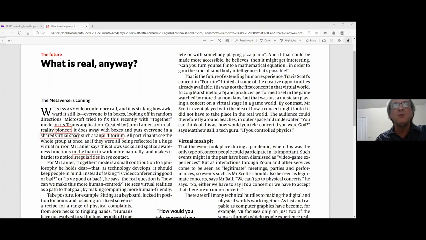They want to do away with boxes. Why would they want to do away with boxes? If you look at our screen, we're all in boxes, right? Everybody's in a box. But in virtual reality, they're looking at doing it differently. Put everybody in a shared virtual space, such as an auditorium.